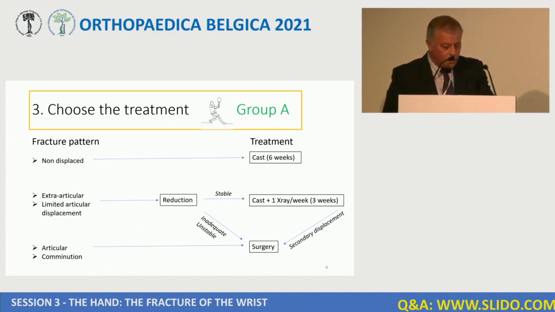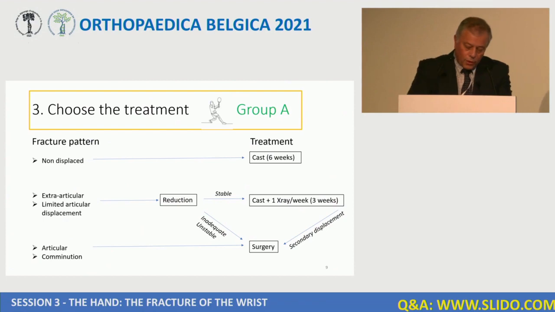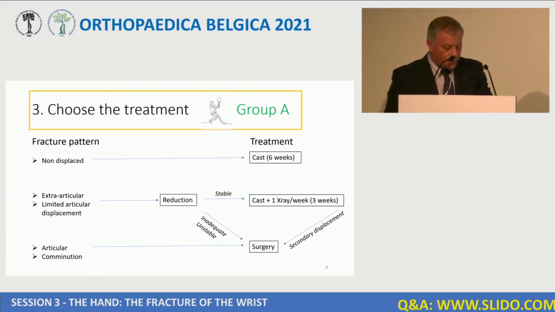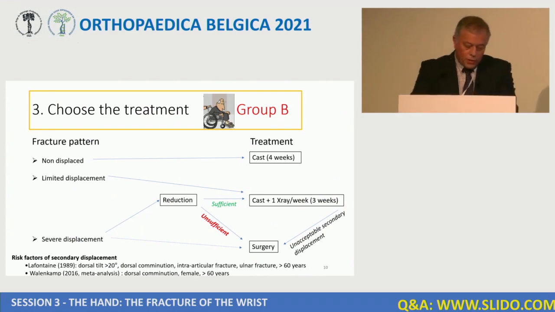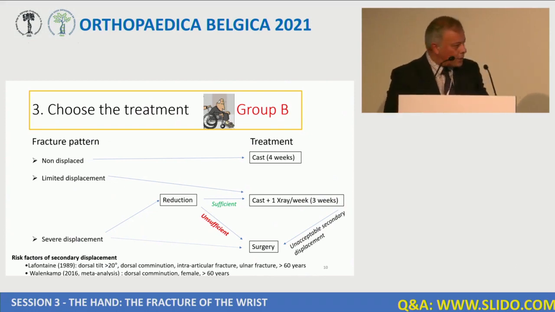The third step will define the treatment according to a different algorithm for the two groups. In group A, cast immobilization may be sufficient for non-displaced fractures or for reduced and stable fractures. Fractures with significant damage at the level of the joint, or when reduction is impossible to maintain by external maneuvers, will be operated on. For group B, surgery is considered if no sufficient anatomy of the distal radius is restored even after reduction.